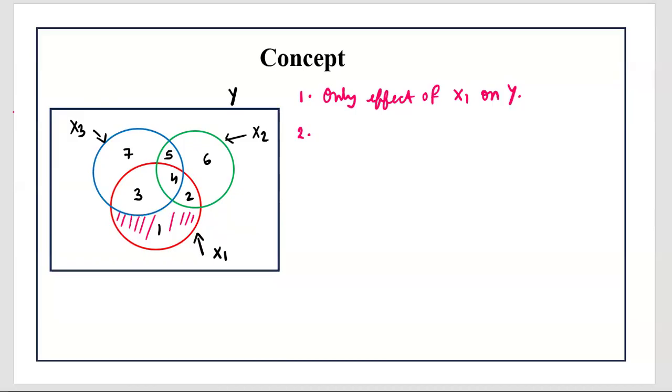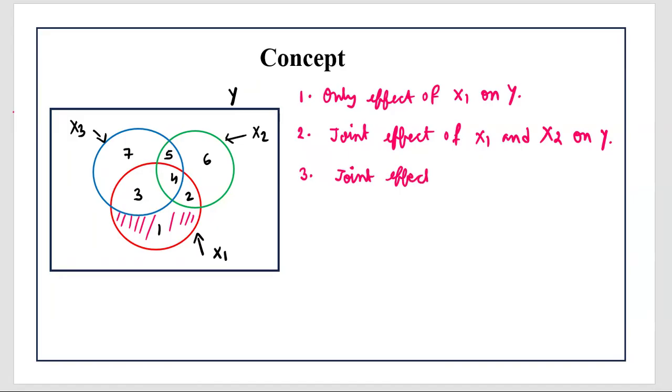Now 2, the area 2, can you say what this area is? It will represent the joint effect of x1 and x2 on y. Area 2 will represent the joint effect, since it is in the intersection of x1 and x2. Now what about area 3? This particular area will be the joint effect of x1 and x3 on y.